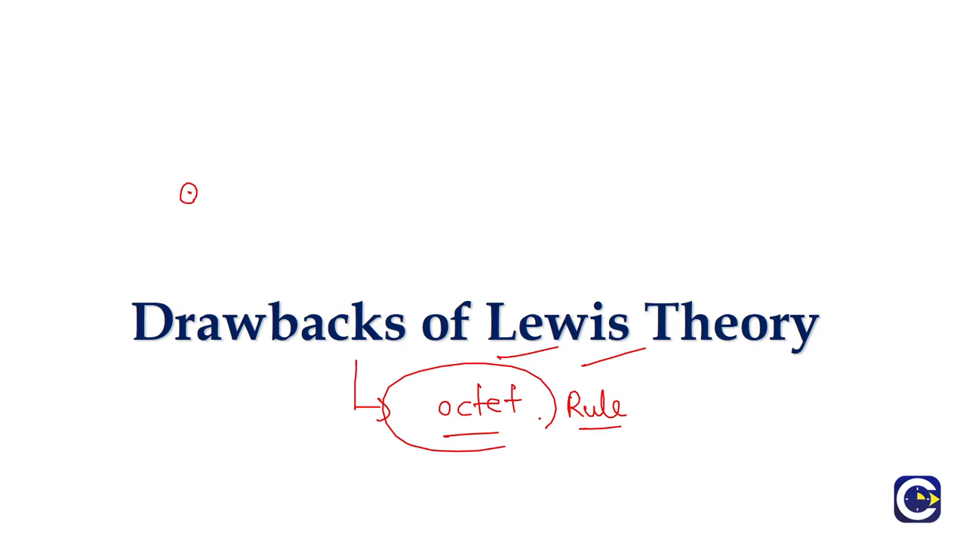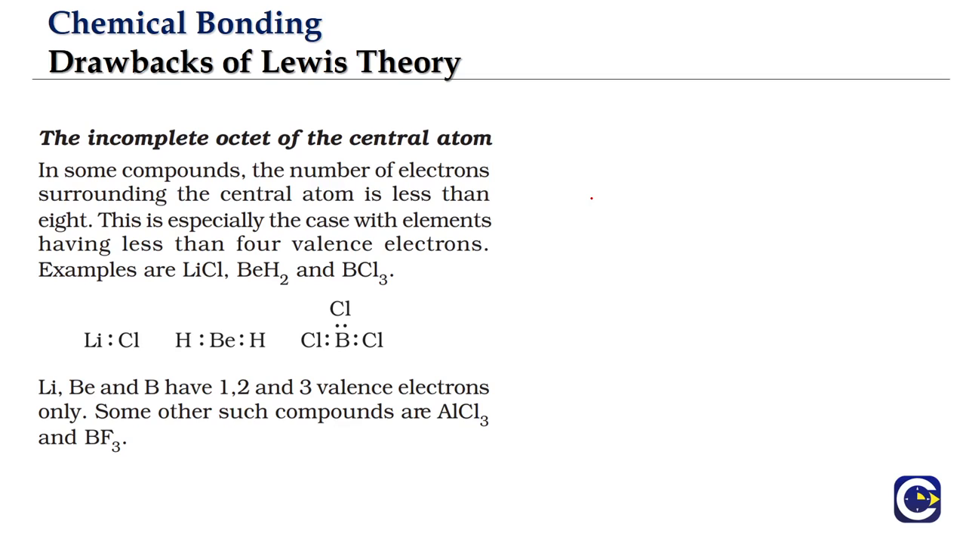So in this video we'll look at the drawbacks of the Lewis theory and what has paved the way for the subsequent theories, whether it is the valence shell electron pair repulsion theory, that is the subsequent theory that has come, then valence bond theory and then molecular orbital theory. Once we go through the drawbacks of the Lewis theory, we will be able to understand the need for these subsequent theories.